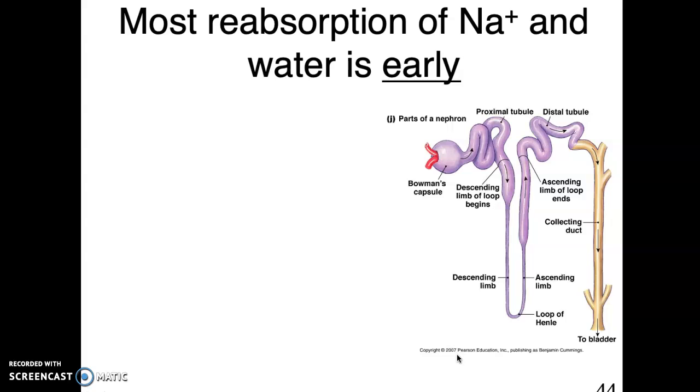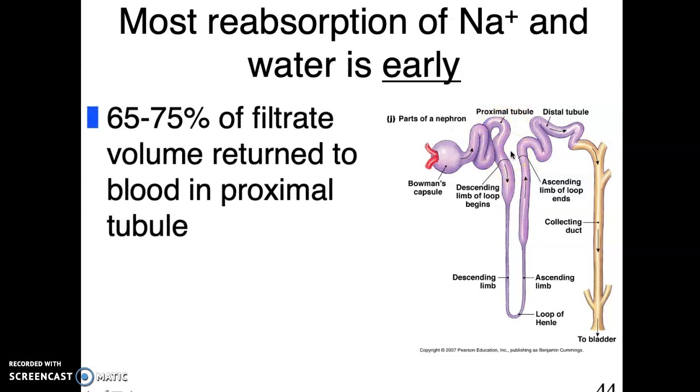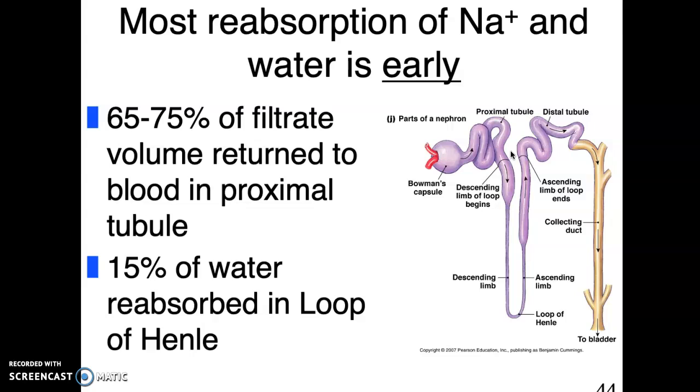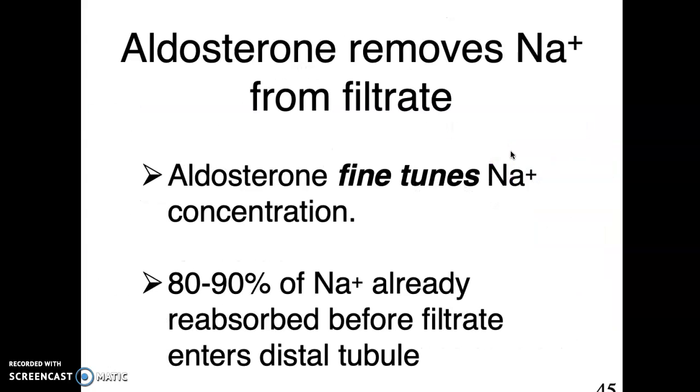Okay, most reabsorption of sodium and water is very early. It's in the proximal tubule. About 70% of that filtrate volume is returned already right away in the proximal tubule. And about 15% is reabsorbed in the loop of Henle.